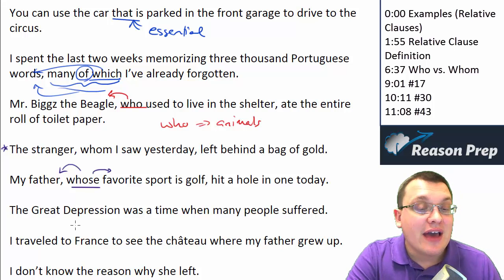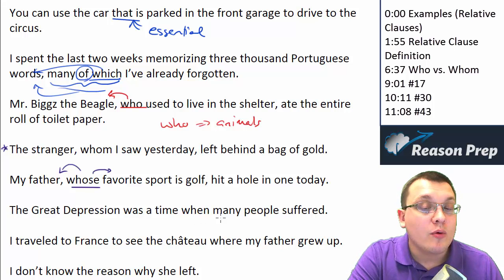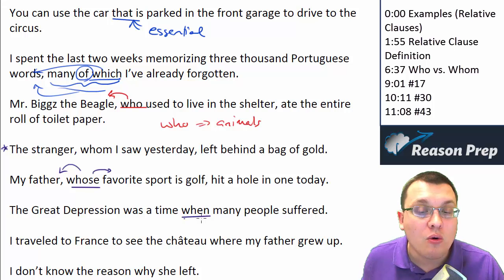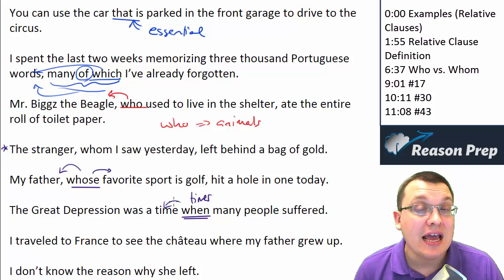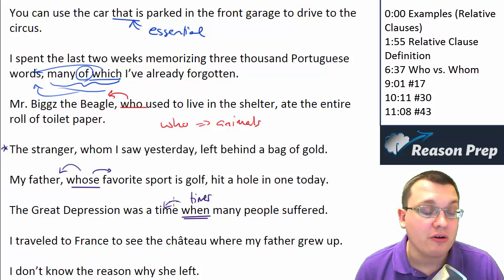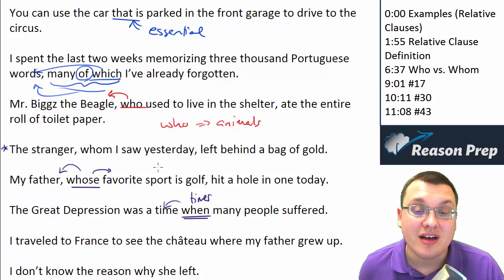Here, we're using relative adverbs. The Great Depression was a time when many people suffered. The thing about "when" is it must refer to times. So here it clearly refers to the word "time," but it could refer to a specific day, it can refer to a date, it can refer to a period of time, but "when" has got to refer to times.